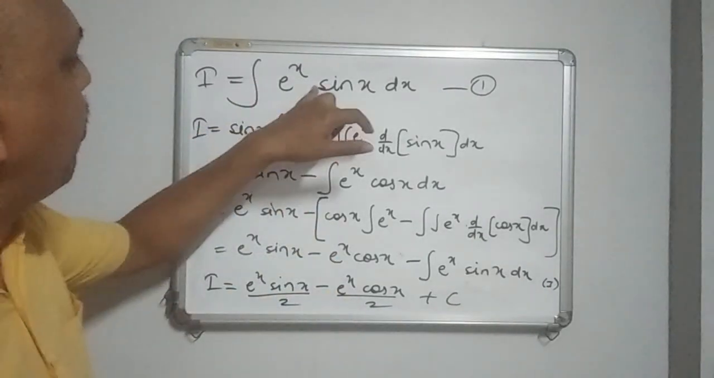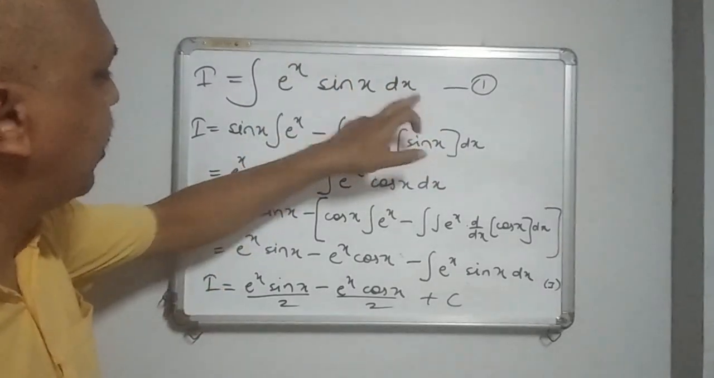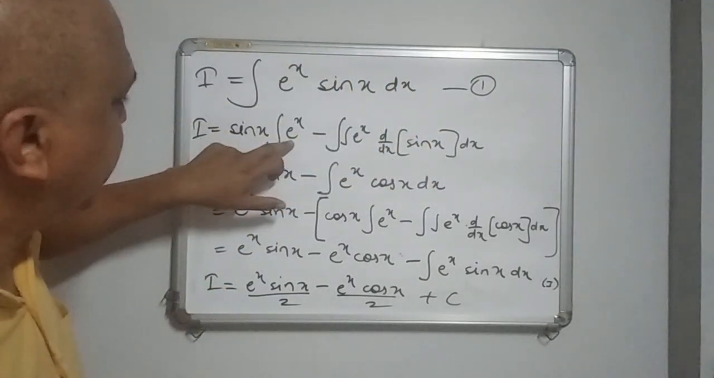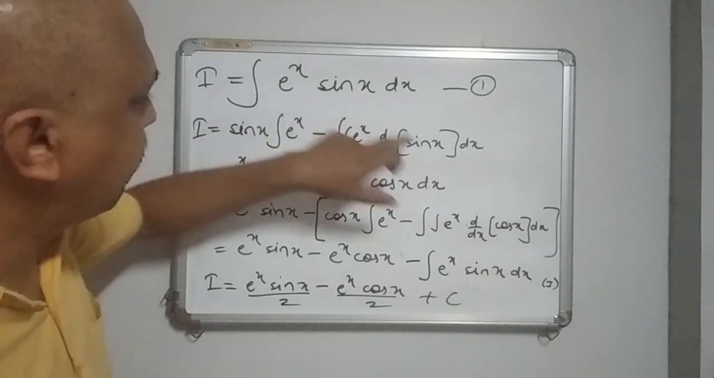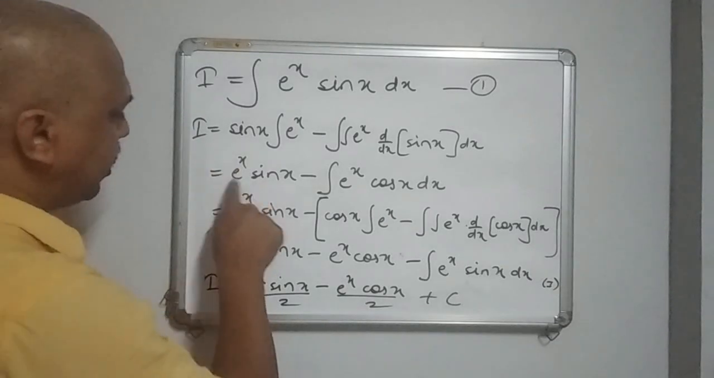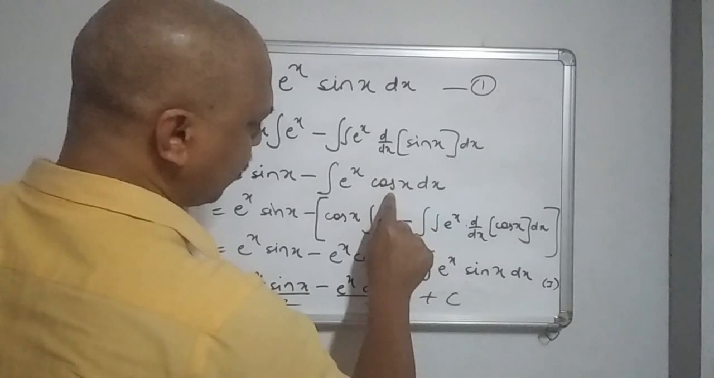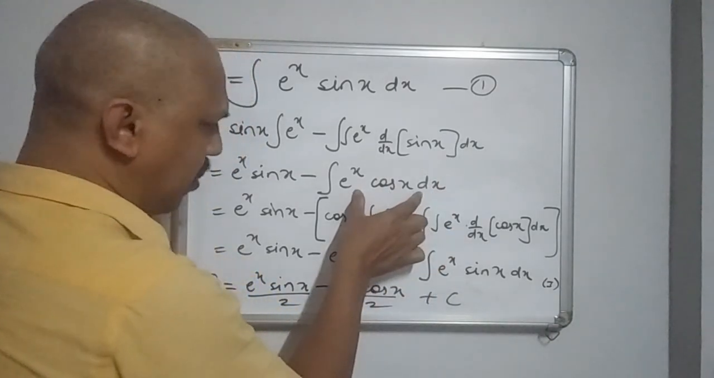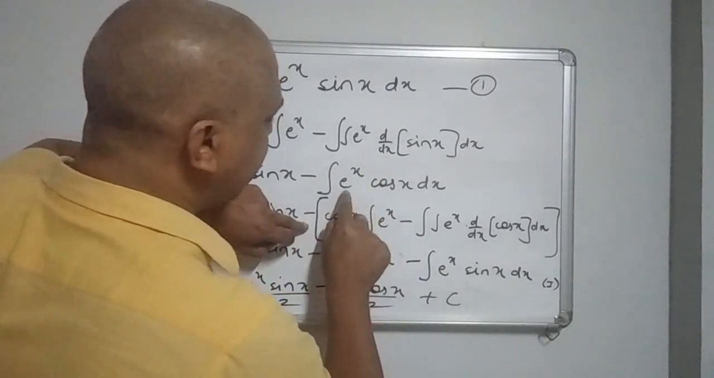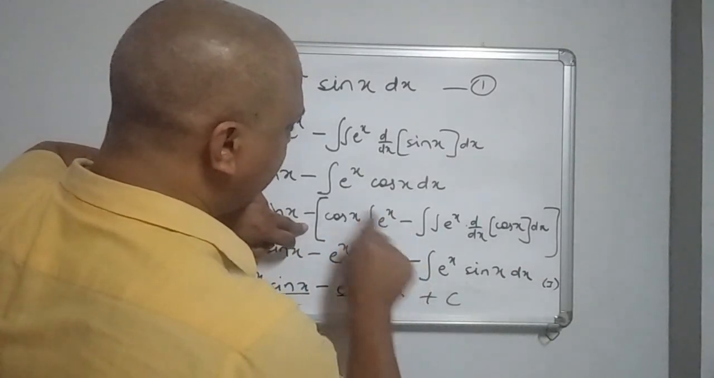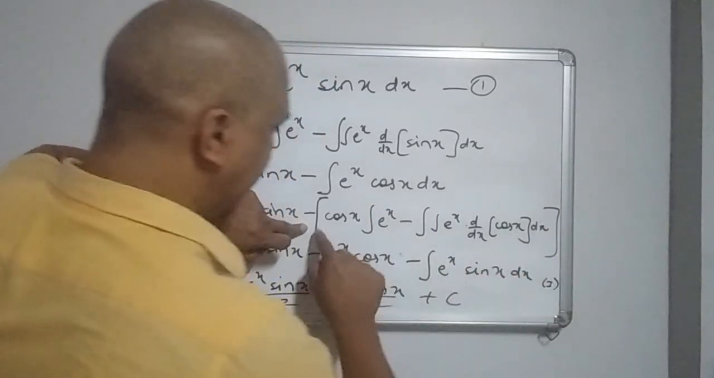What we are doing is we are putting trigonometric functions first and e raised to x, the exponential, later. So sin x into integration of e raised to x, minus integration of e raised to x into derivative of sin x dx. That is e raised to x sin x minus integration of e raised to x cos x dx. So I'll solve this now. So e raised to x sin x minus this. Now using LIATE, cos x into integration of e raised to x, minus integration of e raised to x into derivative of cos x dx, and the bracket completes.